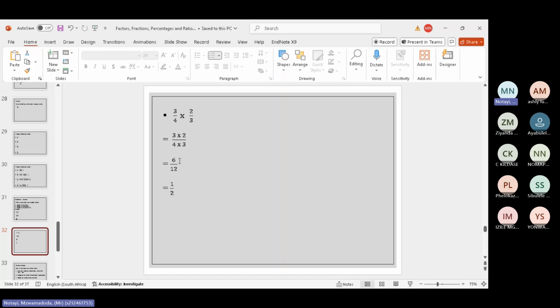Simplifying, we write the prime factors of these numbers, so 6 and 12. So we get 2 times 3, and then we get what? 2 times 2 times 3. So 2 times 3 at the top will cancel the 2 times 3 at the bottom, and then we'll be left with only 1 at the top divided by 2. So that will be 1 over 2. That is the simplified version of that fraction, that is 6 over 12.